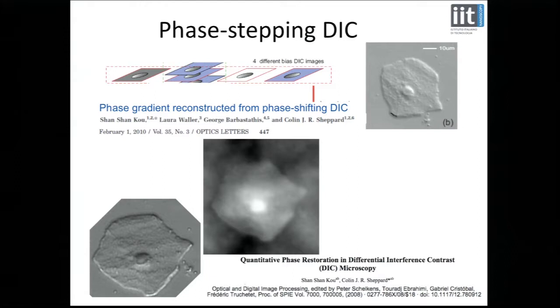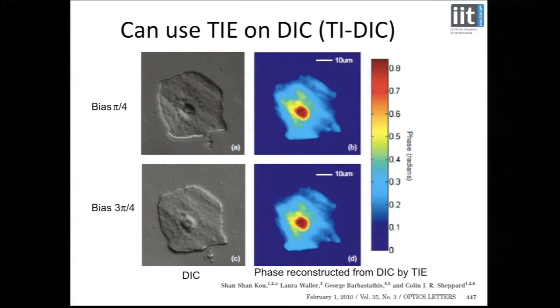A neat thing we were doing when I was in Singapore. So this is showing this phase stepping DIC and getting a phase gradient image. And this is the final phase. We found that you can actually use transport of intensity on the DIC images, which was a bit of a surprise to us, first of all, but it seems to work very well.